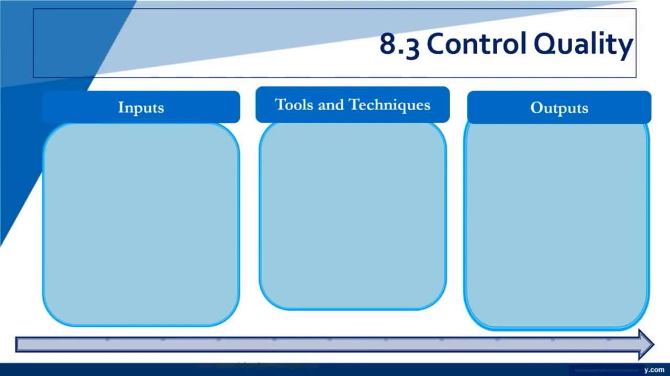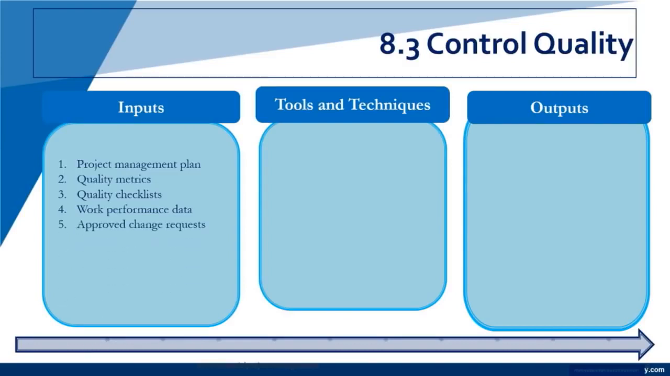So to control quality, here we have the inputs of the project management plan. We have our quality metrics. We have our quality checklists. We also have our work performance data, our approved change requests, and deliverables, as well as the project documents, which are always present. Here we're pointing them out because they may have pertinent information. Organizational process assets give us the landscape from which we work in terms of quality. Our tools include the 7 basic quality tools that we've talked about before.